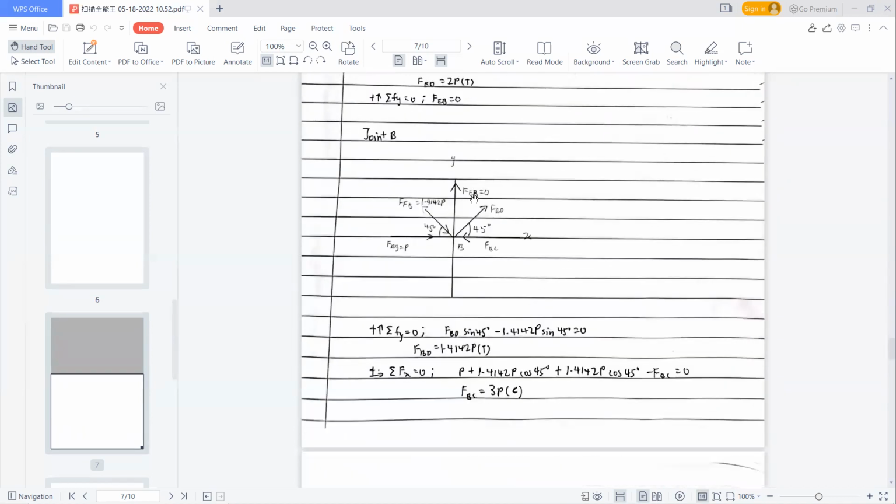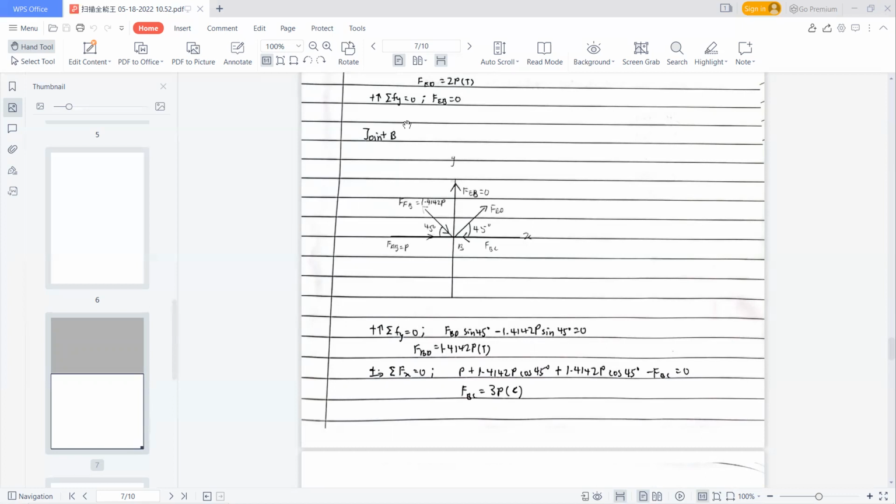So next, we are going to find the joint for B. So for the joint of B, we know that force for FB is equal to 1.4142 P, and with the angle of 45 degree between force for AB and force for FB.